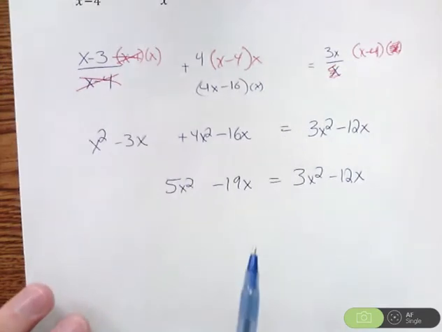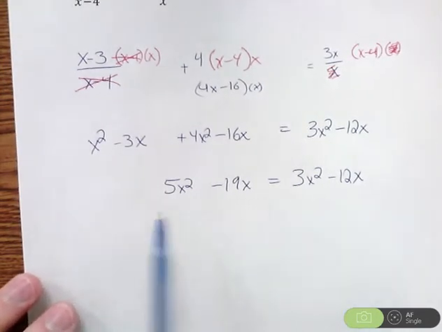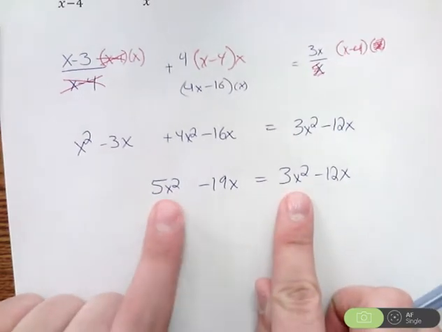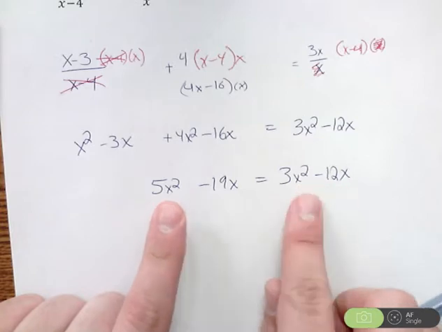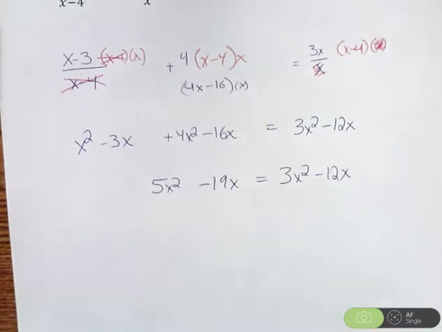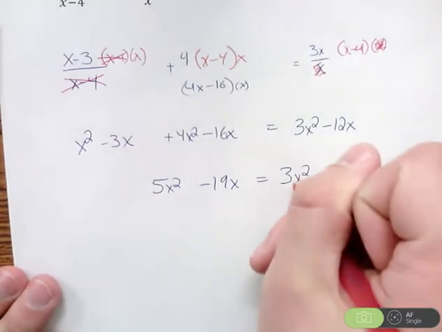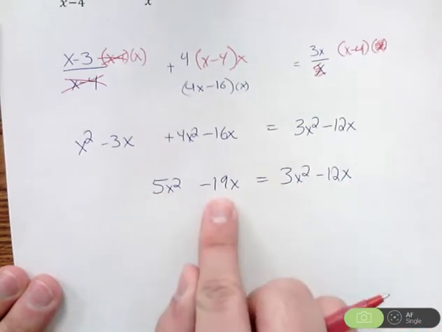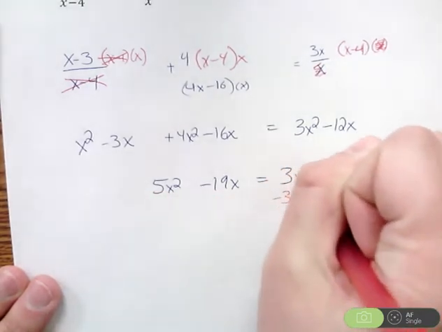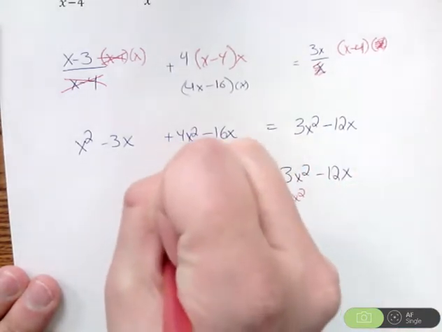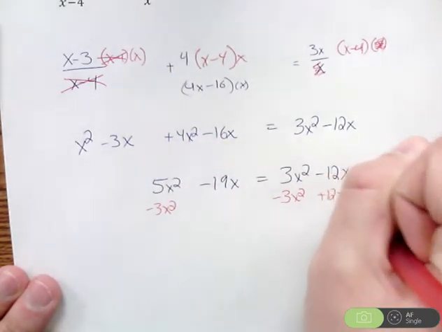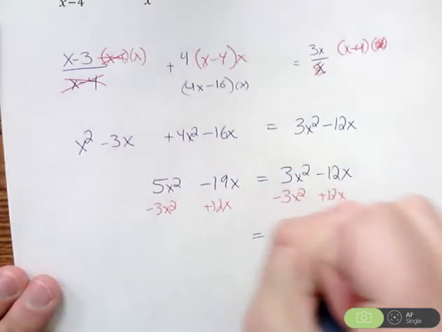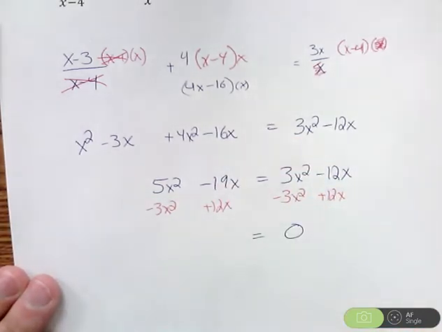The only thing left to do is solve for x. When I see x squared terms, the first thing I'm thinking is I have to set this equal to 0 and solve by factoring. So I'm going to take this 3x squared and move it over here, and take this negative 12x and move it over here. So I'm going to subtract 3x squared and add the 12x. Again, the reason I'm doing that is I want the right side to be 0.